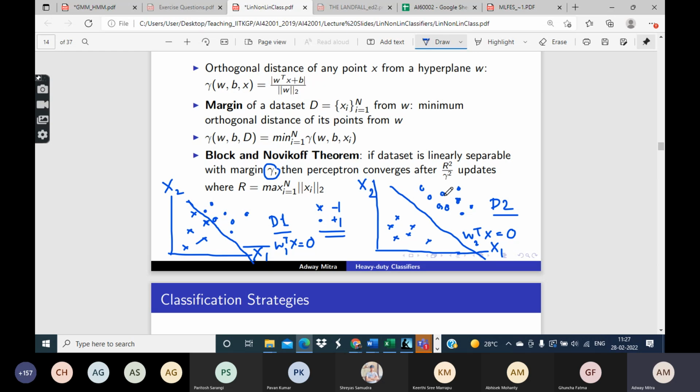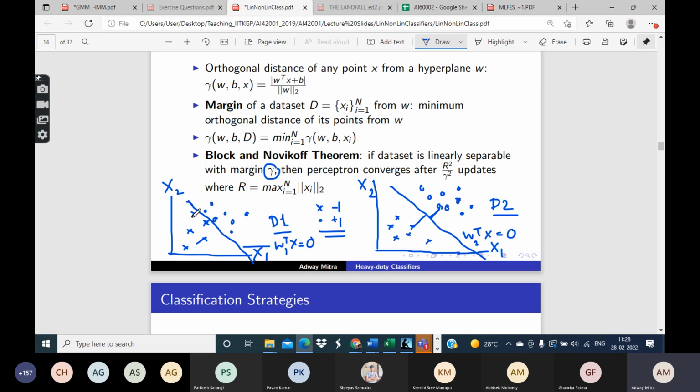But in this case, even if you calculate all the distances, even the minimum distance is actually quite large. Maybe this is the minimum distance, or this. And these are significantly large compared to, say, this. So when I talk about the margin of a data set, it basically means the minimum orthogonal distance of the points in the data set to the given line.